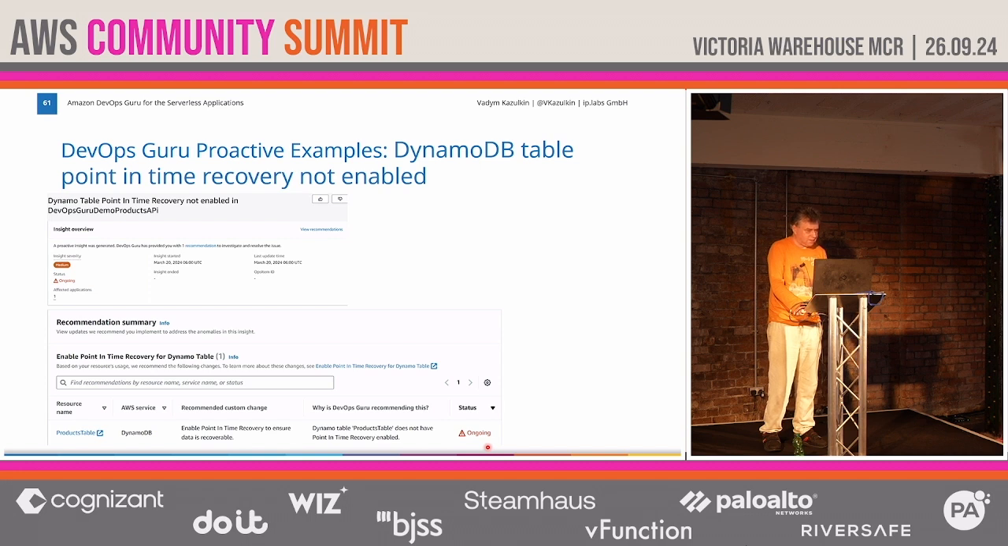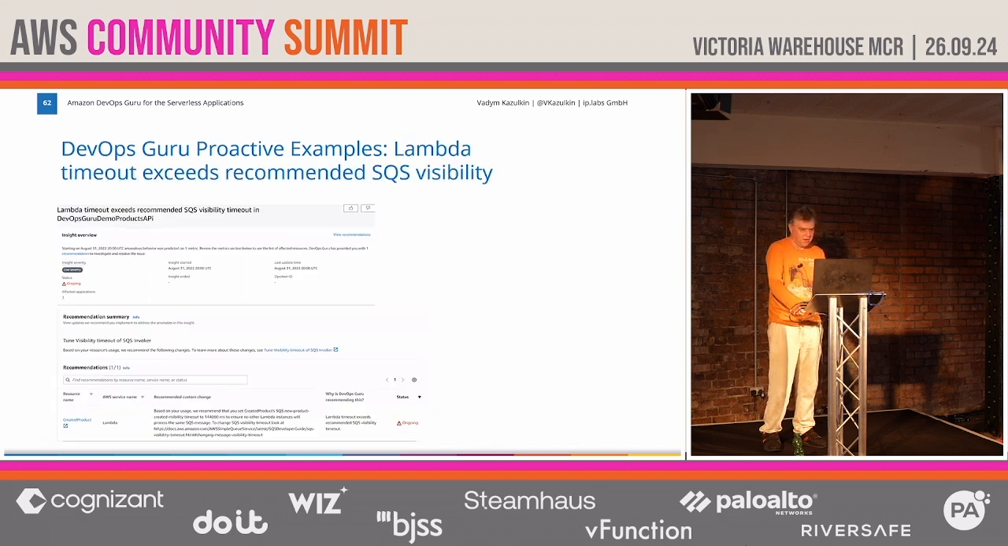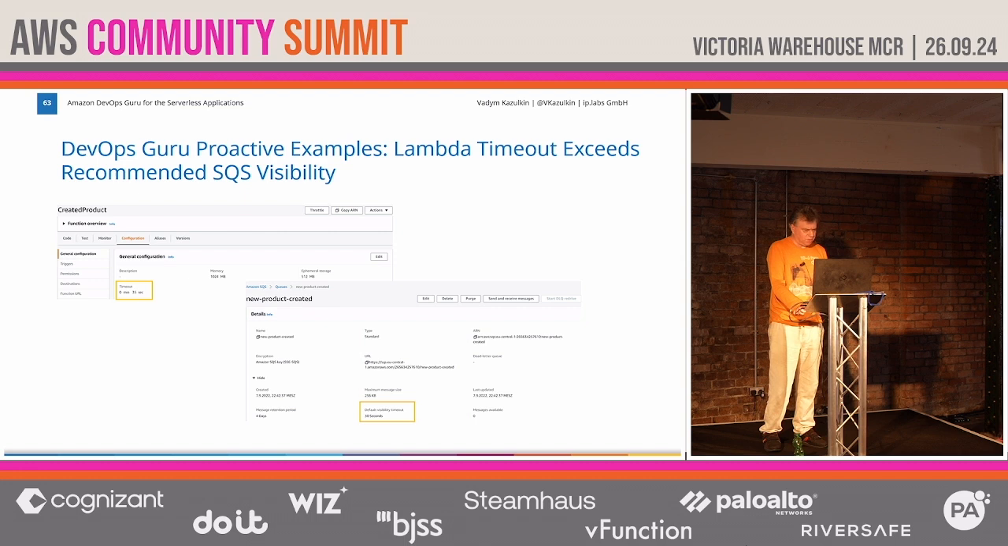Another example: using DynamoDB, you might forget the point-in-time recovery checkbox. Then if you have an outage and somebody deleted the data in DynamoDB, you cannot go back. It's just normal that you activate this. So DevOps Guru could recognize that and say, enable point-in-time recovery. I will jump over this.